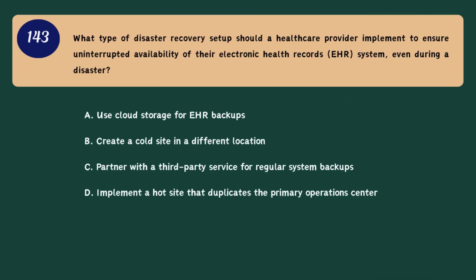Question 143. What type of disaster recovery setup should a healthcare provider implement to ensure uninterrupted availability of their electronic health record system, even during a disaster? A. Use cloud storage for EHR backups. B. Create a cold site in a different location. C. Partner with a third-party service for regular system backups. D. Implement a hot site that duplicates the primary operations center.